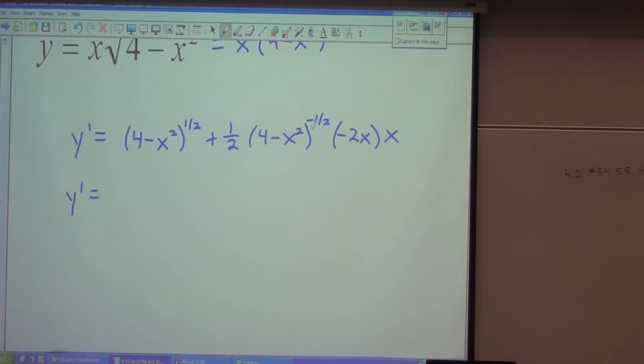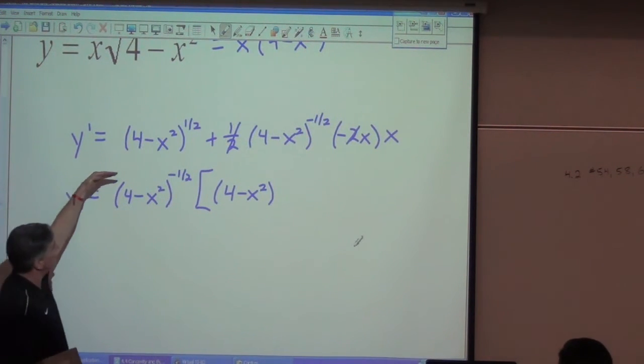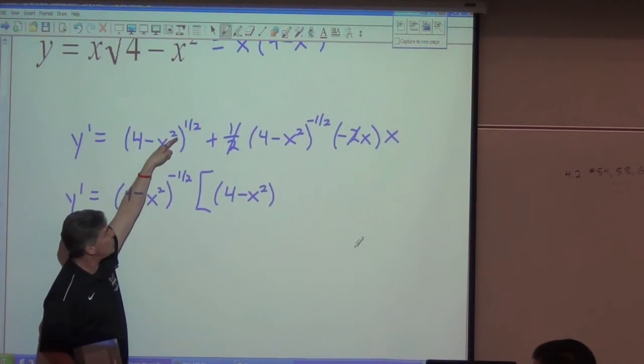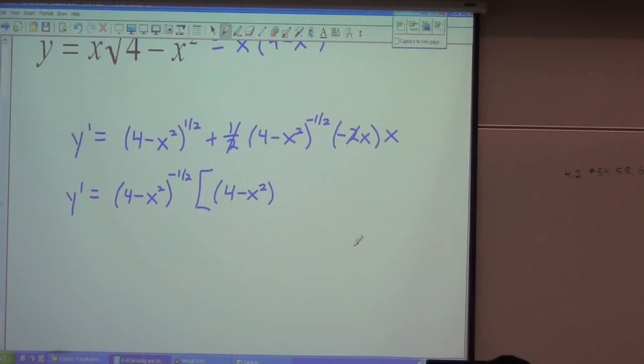So let's see. If we want to go about factoring this, first off, this 1 half and this 2 can cancel. We can take out a (4 minus x squared) to the lowest power again, so we can take it out to the negative 1 half. So what would be left in this first term? 4 minus x squared to the first, right? Because it's like we're dividing by this. When you divide, you subtract the exponents. A half minus a negative half is 1.